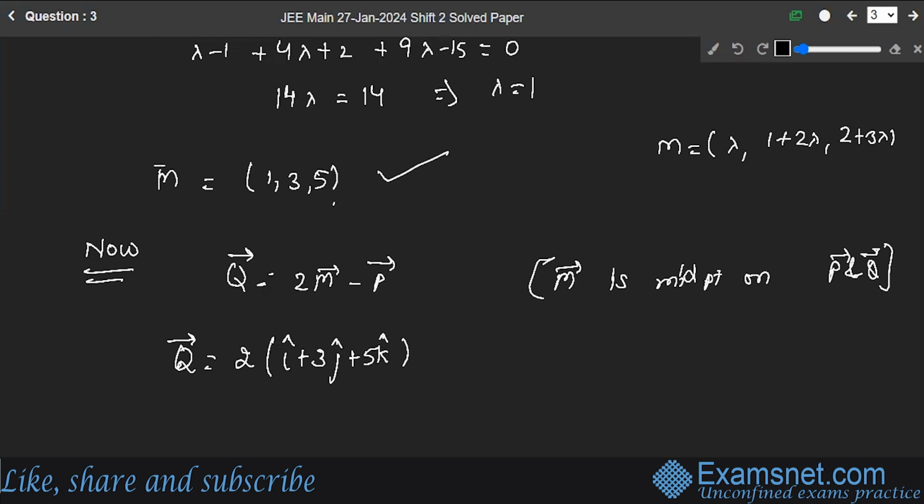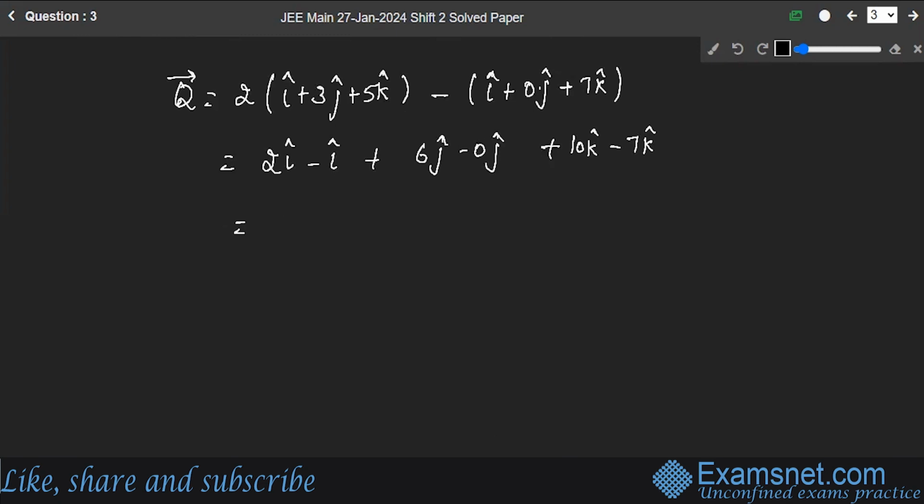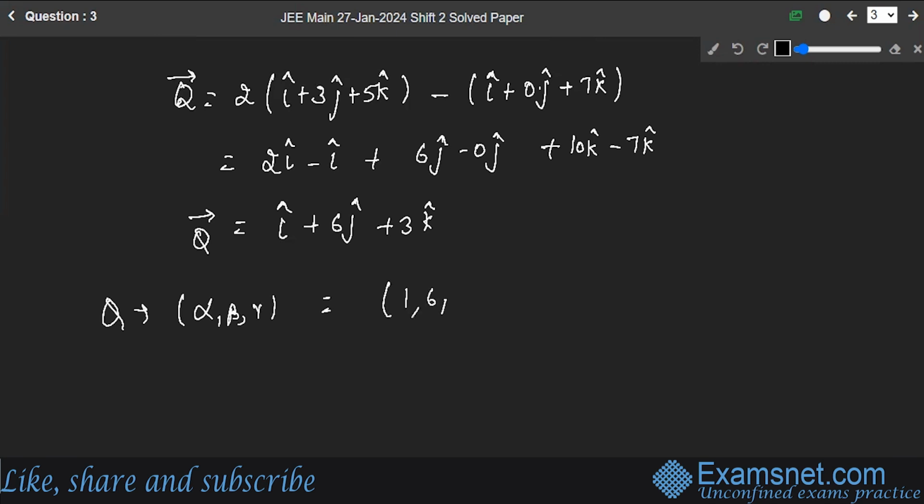That was 107, right? So this is minus 1, 0 and 7. So this makes it 2i minus i plus 6j minus 0 plus 10k minus 7k. So i plus 6j plus 3k. Okay, this is your Q vector. That means Q has the coordinates alpha, beta, gamma, so alpha, beta, gamma will be 1, 6 and 3.